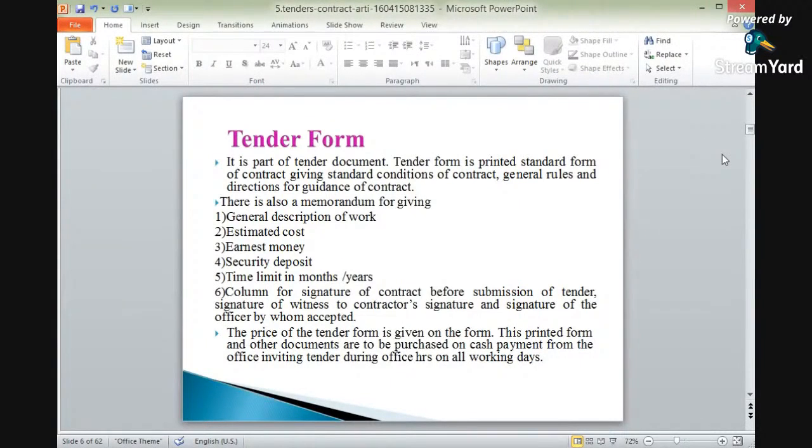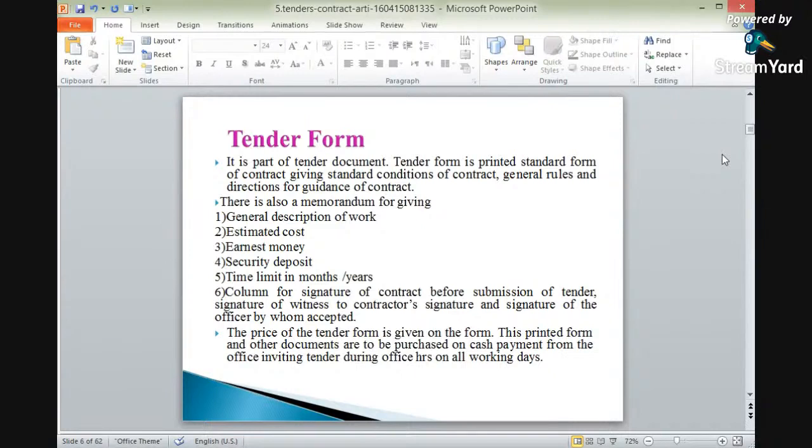So tender form is nothing but a part of the tender documents. The tender form is a printed standard form of contract giving standard conditions of contract. In the standard conditions we will lay down the conditions.